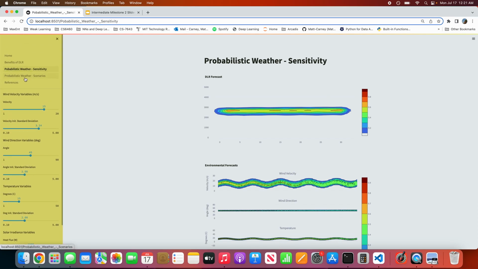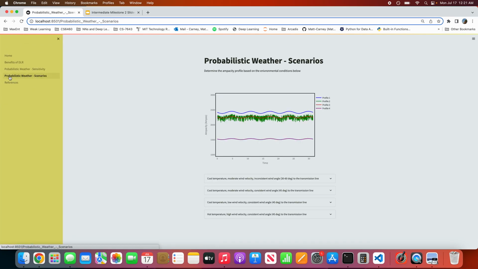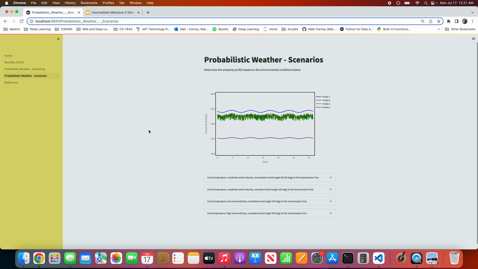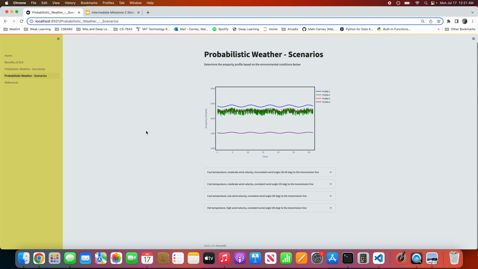And then the second tab is the probabilistic weather scenarios. The goal here is, after the user goes through the benefits of the DLR, I'll also have some bit about how the different forecasts impact the rating. They can play around with the sensitivity a little bit. Then they're presented with the ampacity and 4 different profiles, and they're asked to determine the ampacity profile based on the environmental conditions below. The first one is cool temperature, moderate wind, inconsistent wind angle to the transmission line.